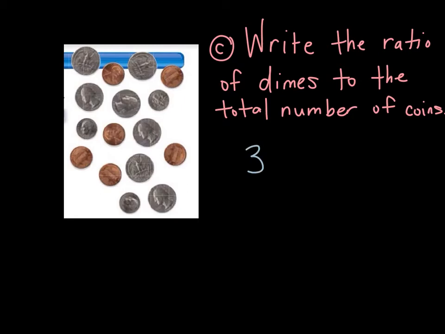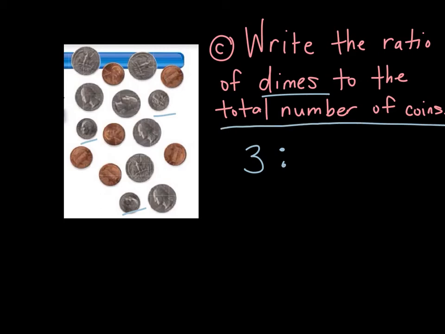And again, they have to stay in order, so dimes came first. And then we're going to compare that to the total number of coins. So when you do the total number, you even have to include the dimes, even though we've already used them over here, because they still want you to do the total number of all the coins.